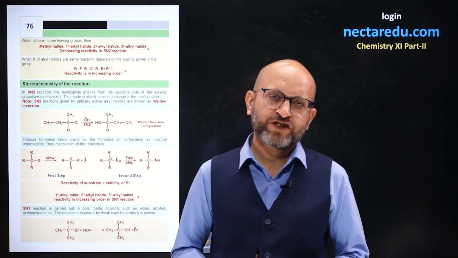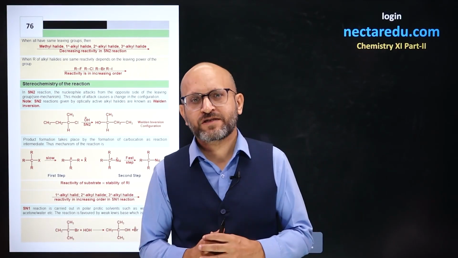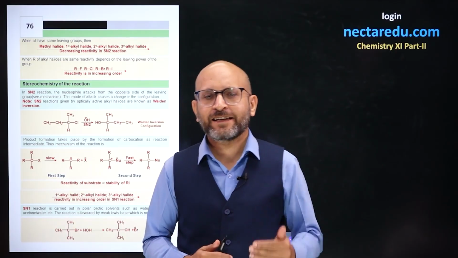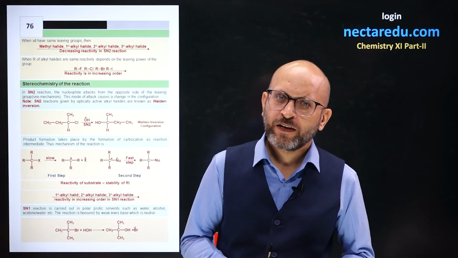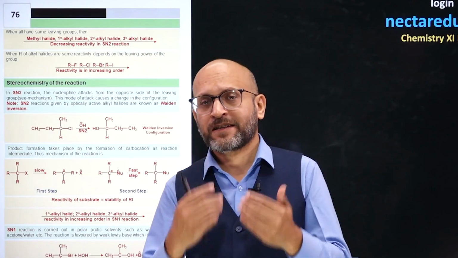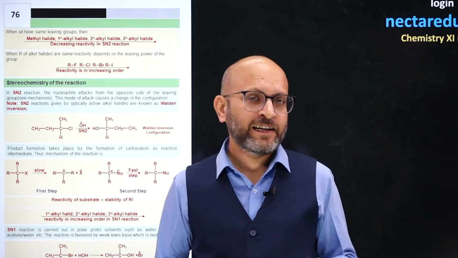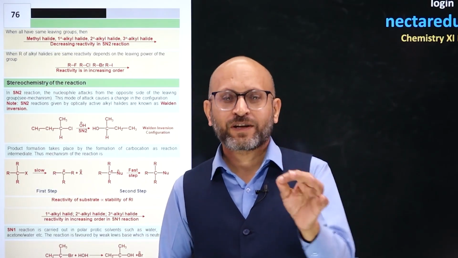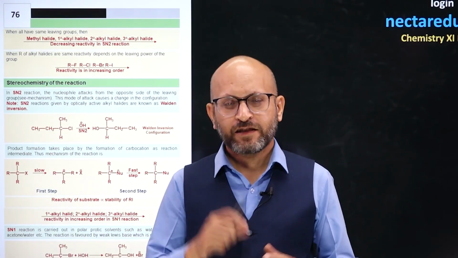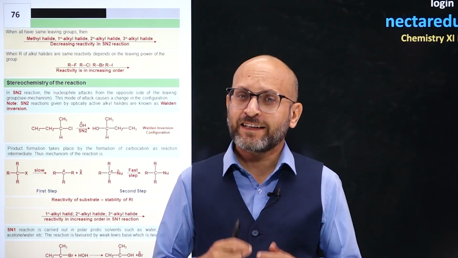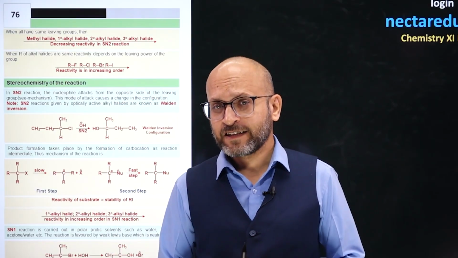Reactivity for an SN2 reaction is inversely proportional to steric hindrance. So, the smaller the alkyl halide, the better it will be for SN2. Methyl halide shows better reactivity than a 1 degree halide, then a 2 degree, then a 3 degree. So, 1 degree halides are more reactive towards SN2. Similarly, we can say 3 degree alkyl halides are more reactive for SN1.